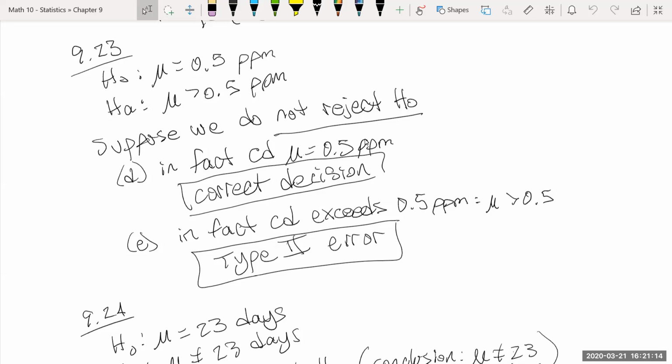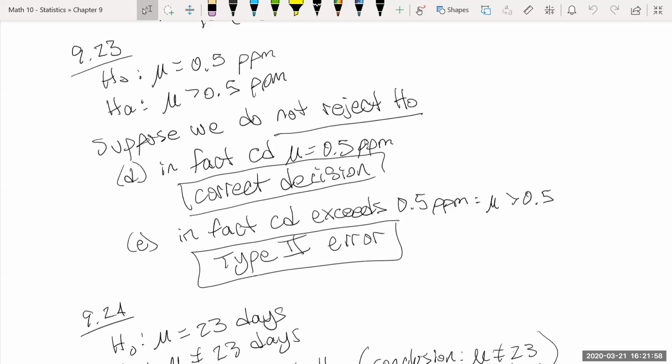On this problem, they say, okay, those are our hypotheses. Suppose we come to the conclusion that we do not reject the null hypothesis. Think about it. If we're not rejecting the null hypothesis, then we're saying the data is not sufficient to show the alternative, that it's greater than 0.5. So it might be 0.5. We just know it's not strong enough to say that it's greater than 0.5. So we didn't reject the null hypothesis. If in fact, again, we don't know this, but if we had all the data, we would see that the cadmium level average was 0.5 parts per million, then by not rejecting the null hypothesis, we made the correct decision.